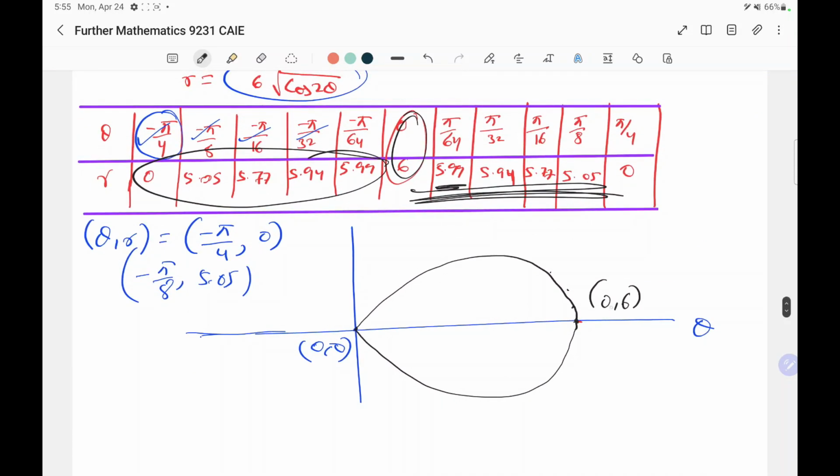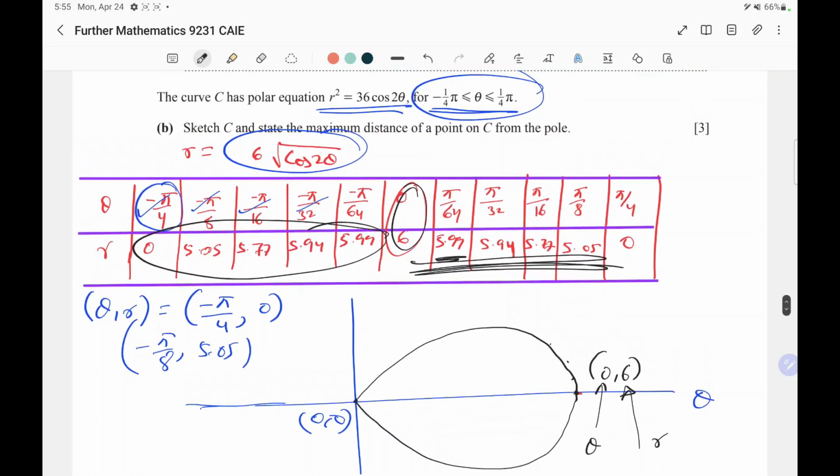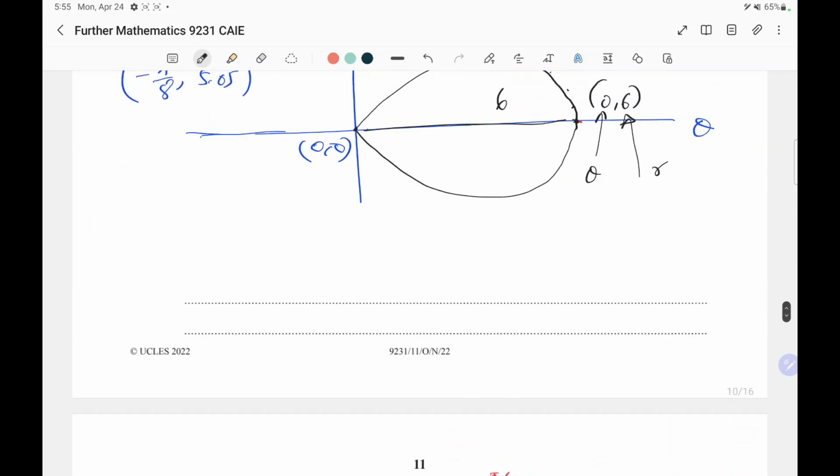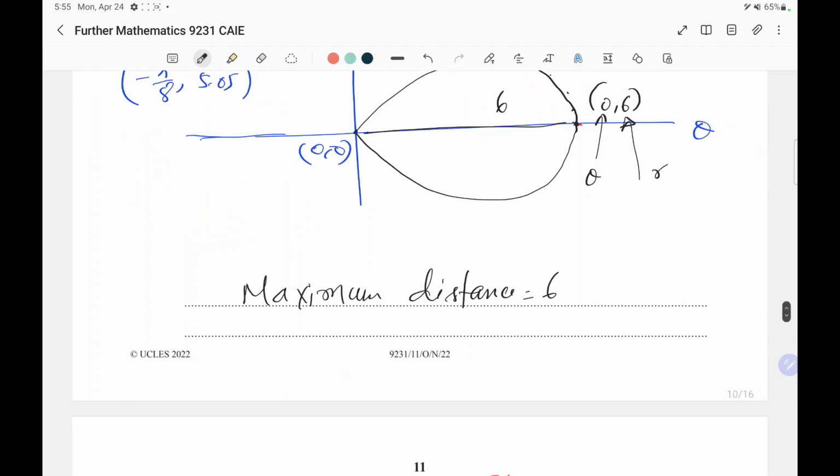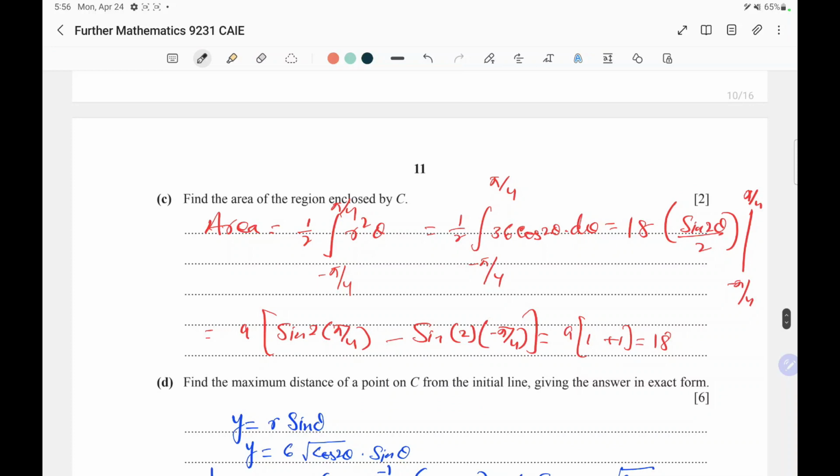First, let me explain. This is your theta, and this is your r. So what's the maximum distance of C from the pole? This one, right? This is 6. So this 6 should be the answer. Maximum distance. Okay, find the area of the region.